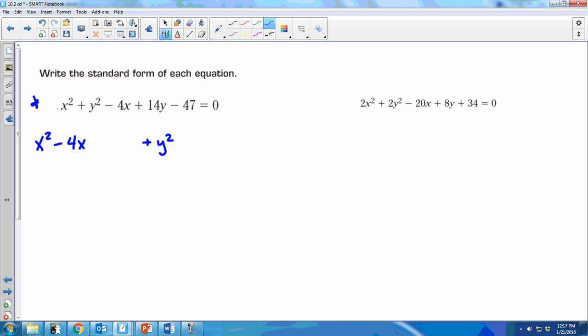Plus y squared plus 14y. I'm going to leave a space because I'm going to add something there in a second. And I need to add the 47 to the other side.